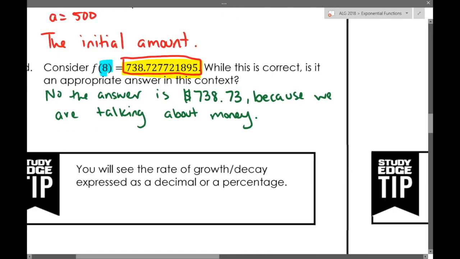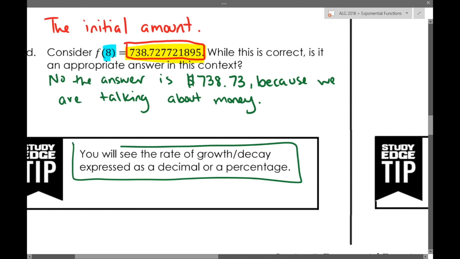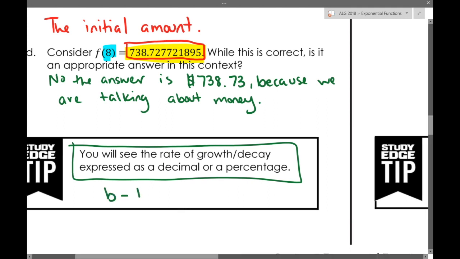So, you will see the rate of growth expressed as a decimal or a percent. We always have to have the growth as a decimal or a percent. And remember, how you find the growth or decay is you take your b minus 1, and whatever the answer is, that is the growth or decay. That's it for this video.